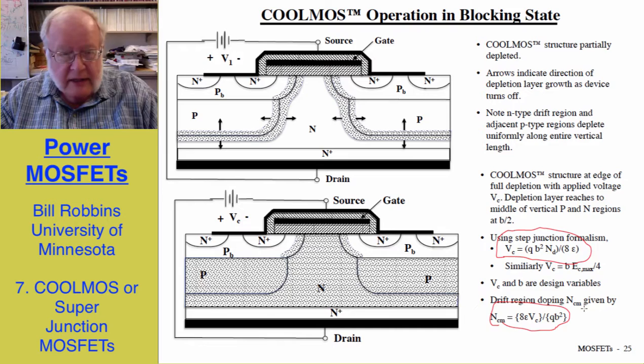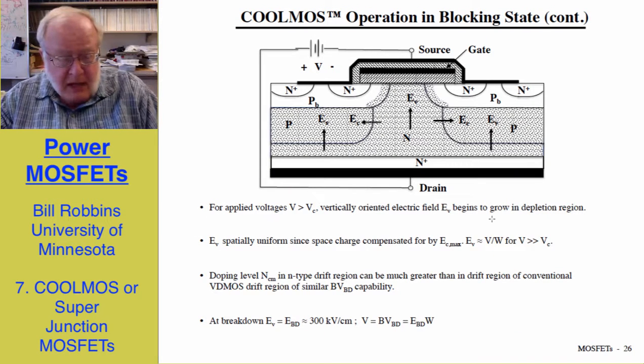Going on to the next slide to finish this discussion. For applied voltages larger than V sub C, we begin to have the total electric field rotated from a horizontal position toward more of a vertical position, because now the voltage that's greater than V sub C is being applied across a completely depleted region.